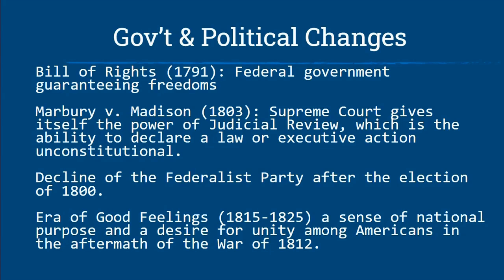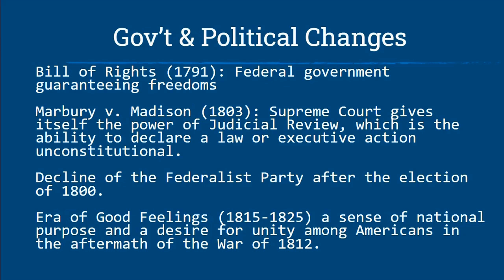Some other big government and political changes over the time period was the addition of the Bill of Rights to the Constitution. This was done to placate the Anti-Federalists, who demanded rights be guaranteed by the government. Another development was the Marbury v. Madison case. Up to this point, the Supreme Court did not have a clear mandate on its role. The Supreme Court gave itself the power of judicial review as a result of this case. This is an incredibly important power, as the Supreme Court can declare a law or executive action unconstitutional.